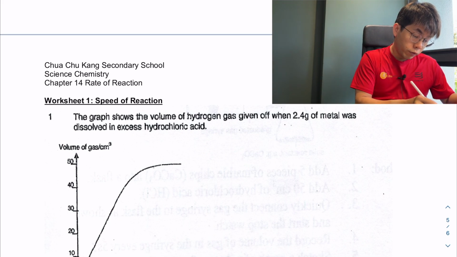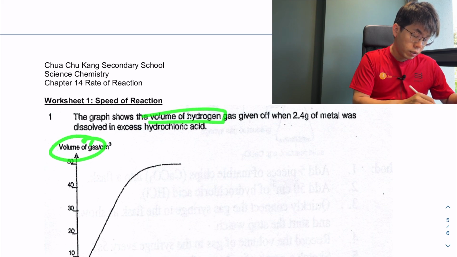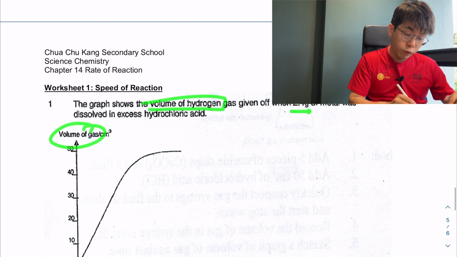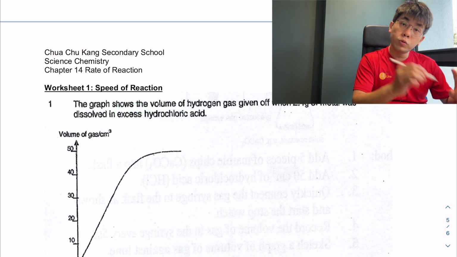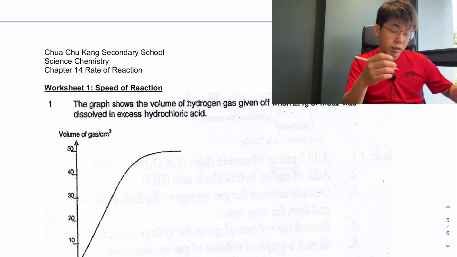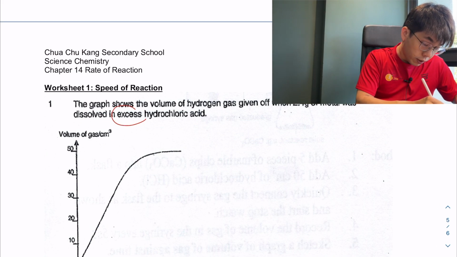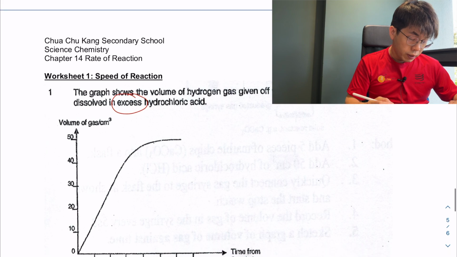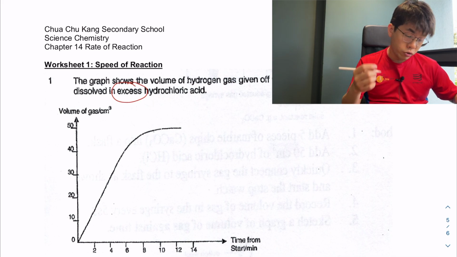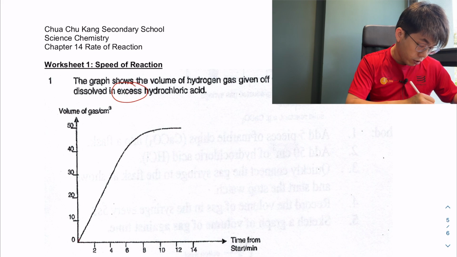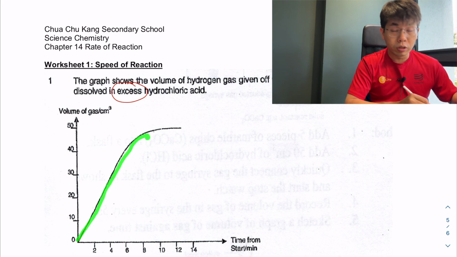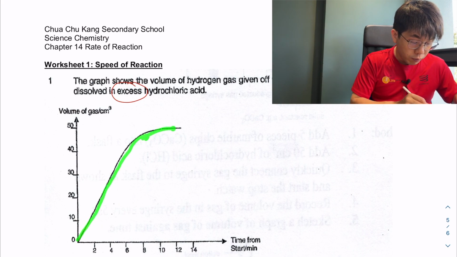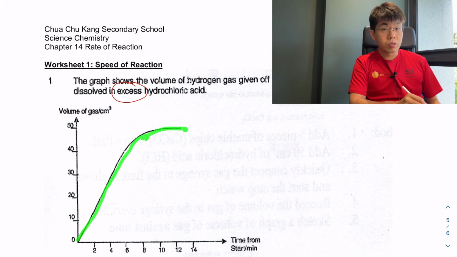So the graph shows the volume of hydrogen gas given off when 2.4 grams of a metal was dissolved in excess hydrochloric acid. Do remember that every time you see the word excess, it is important information, so circle the word excess and keep that in mind. When a metal reacts with an acid, hydrogen is produced. At the start of the reaction, hydrogen is produced quite fast because the gradient is quite steep. After a while, the gradient slows down, meaning the rate of reaction slows. Eventually the gradient becomes zero, indicating that the reaction has stopped.